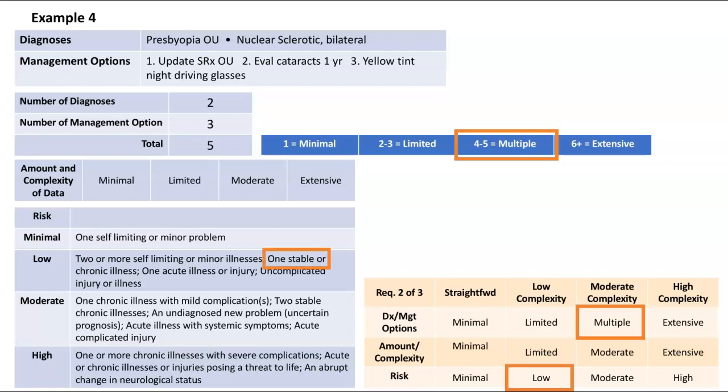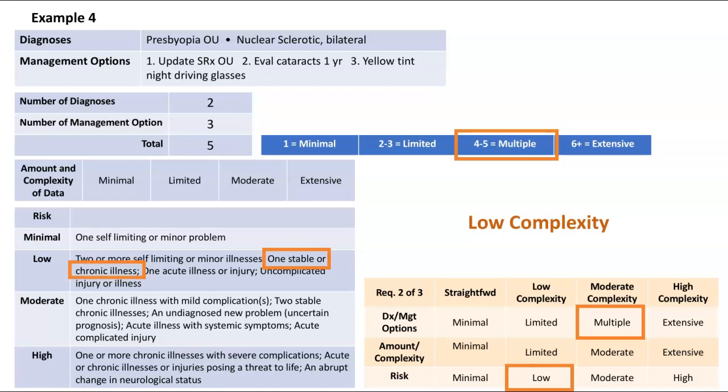Our level of risk is low. We have 1 stable or chronic illness. So it's 1 stable illness here. That's the cataracts. So with multiple diagnosis and management options and low risk, we're at low complexity.